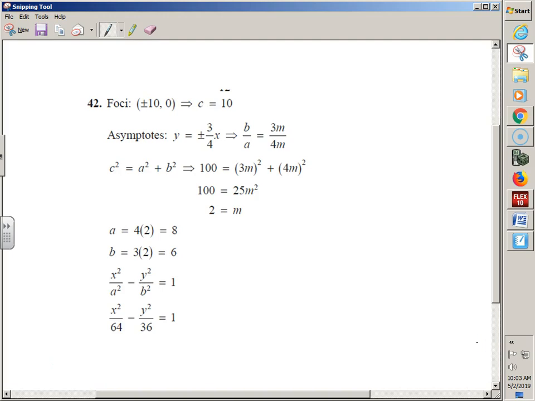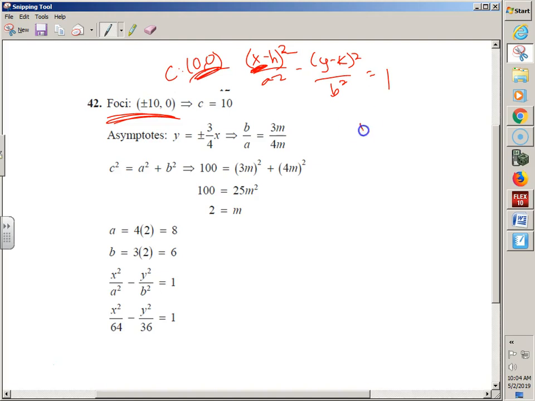They told you the foci were plus or minus 10, which was great for figuring out that your center was 0, 0, right? And great for figuring out that you had to start with x first, because it's horizontally apart. Y minus k, I'll slow down just a little bit. Because of the foci being centered around 0, 0, I knew 0, 0 was my center.